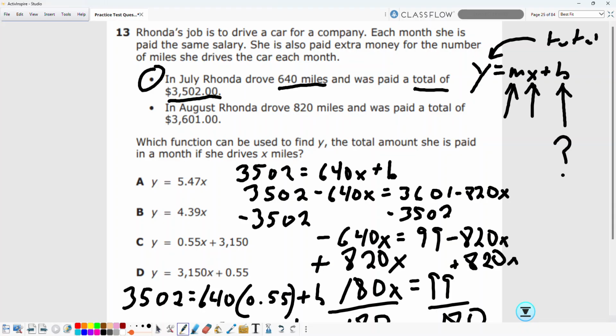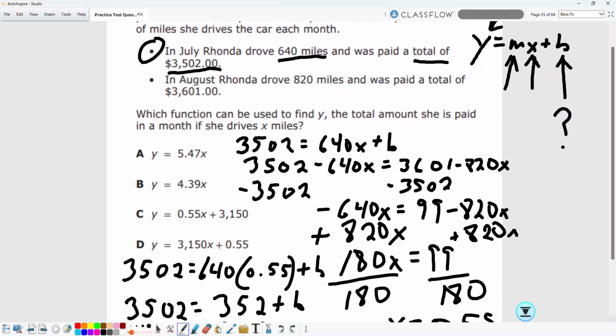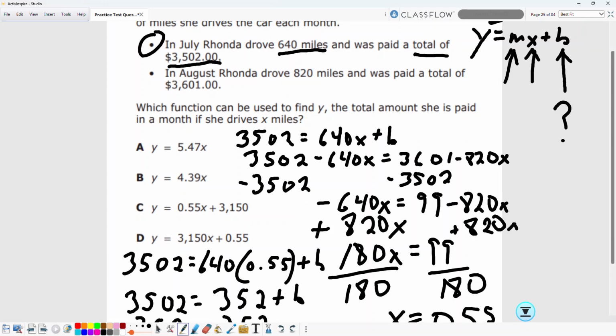Well, first of all, let's find out how much she's paid per mile. Once we know how much she made per mile, then we multiply that by the number of miles and subtract that from the total, and that will tell us what she gets paid every month for her salary. All right. So I'm going to highlight in yellow as I go.